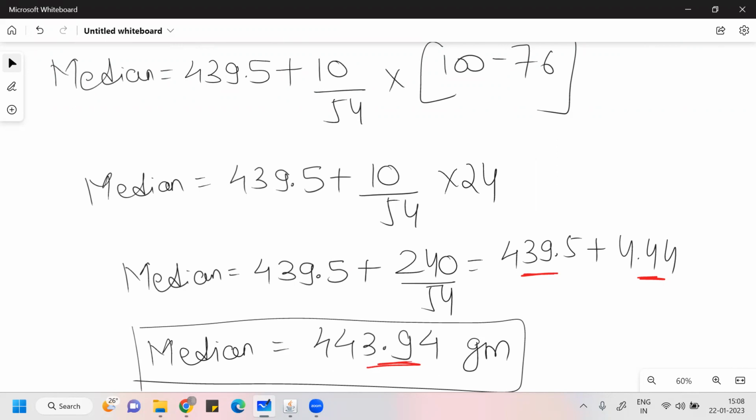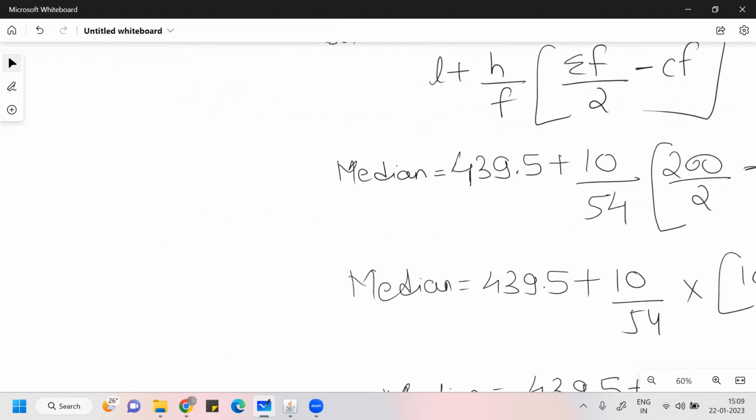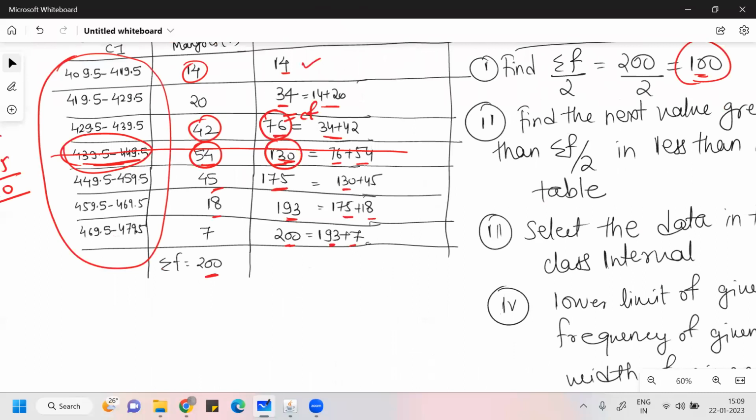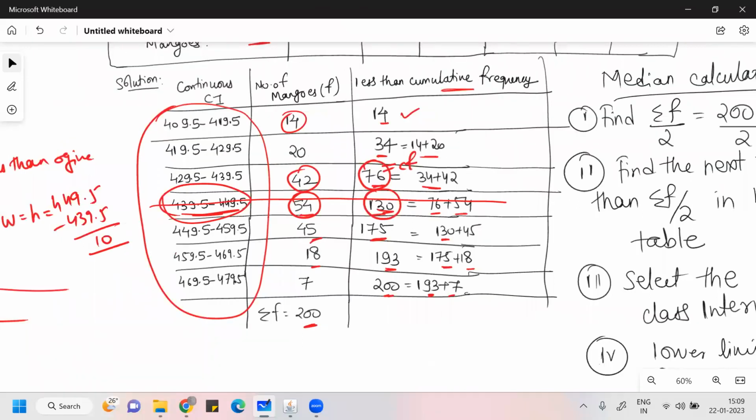I hope you understood this. This is the logic we follow when we have a class interval and frequency. You need to locate the median class, which lies between 439.5 and 449.5. What is the exact value? For that we follow a formula.